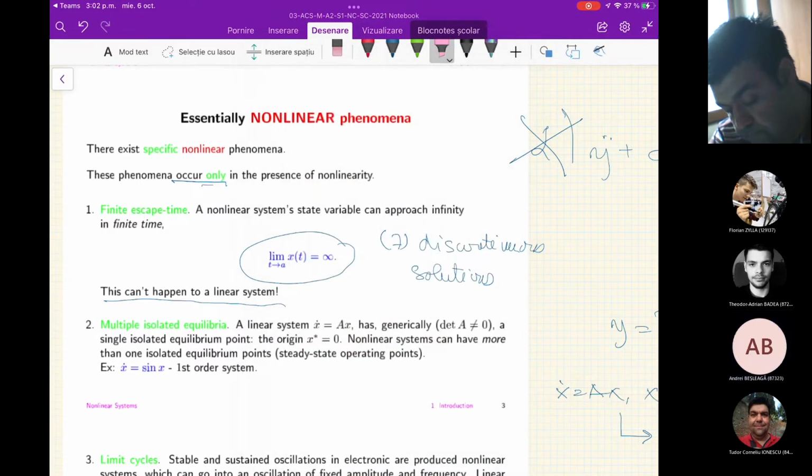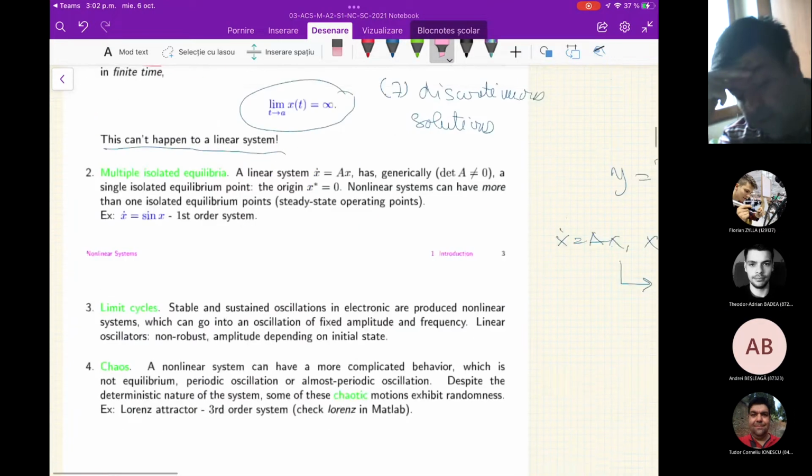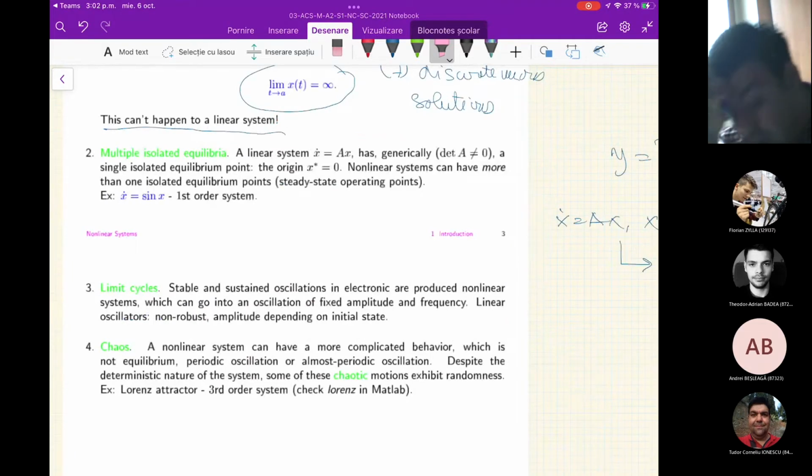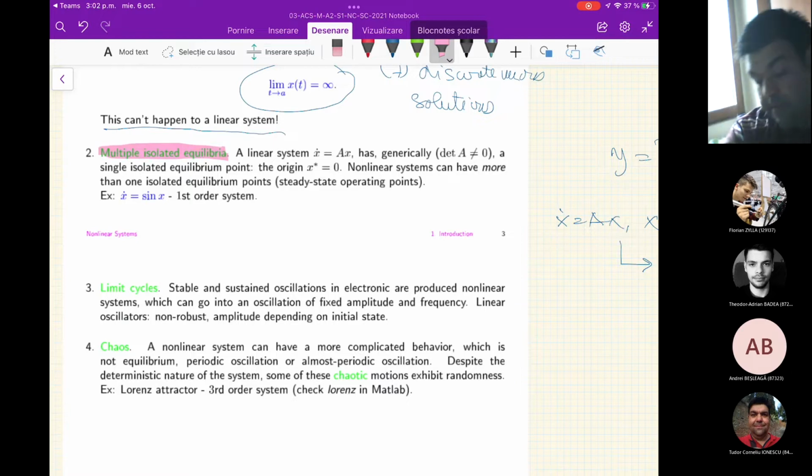It is clear. Okay. So we have finite escape time. This is a nonlinear phenomenon. A second nonlinear phenomenon. Very interesting. Multiple isolated equilibria or equilibrium points. Well, the linear system x dot is ax.